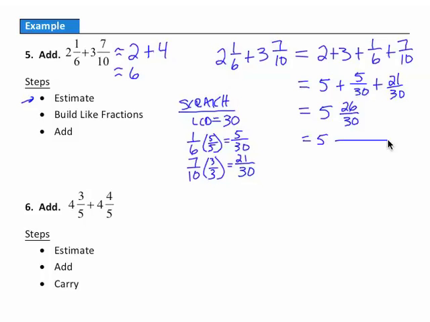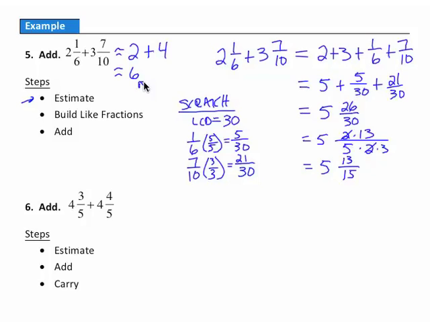When I factor 26, 2 times 13. When I factor 30, I'll think 5 times 6. Well, there's 5. 6 isn't prime. So I'll factor that. Looks like we have a common factor of 2 that divides out. And so my final simplified answer is going to be 13/15. And if we take a look back, our estimate was 6. Well, 5 and 13/15 is very close to 6. So we're confident in this answer.